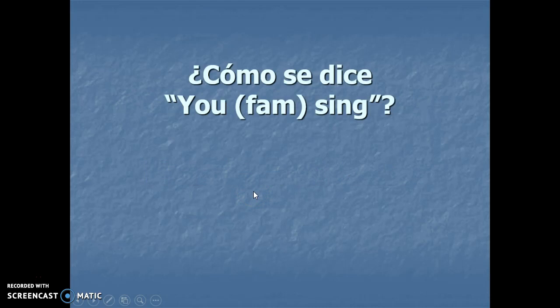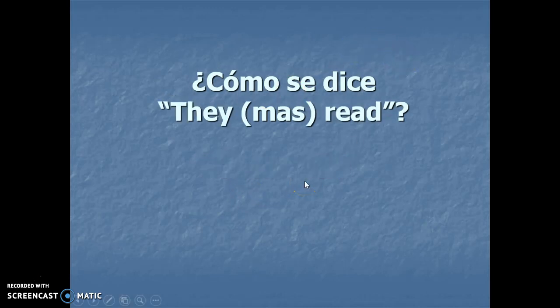Let's do another one. ¿Cómo se dice you sing? The familiar, which means the informal. The verb to sing is cantar. So taking off the AR, what ending do you think we would add? Tu cantas. We would add the as. Tu cantas.